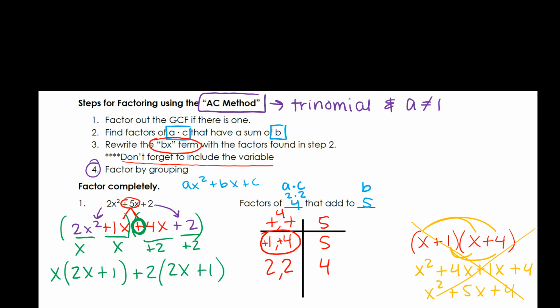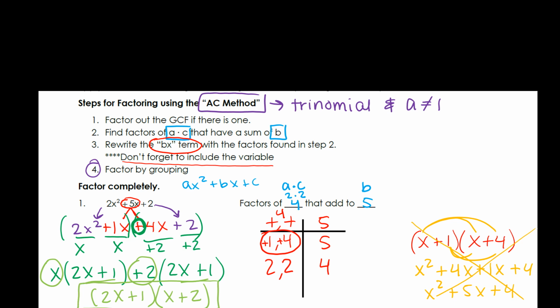Remember, when we factor by grouping, I'm looking for the 2 inside parentheses to match, which they do. So 2x plus 1 is my first parenthesis. And then my second one comes from the 2 GCFs put together, so x plus 2. And that would be my final answer for number 1.